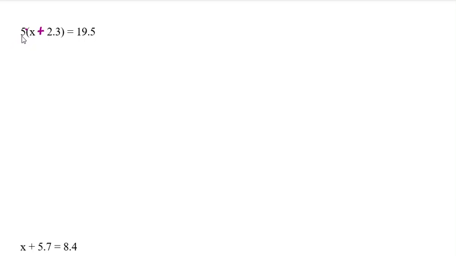But reverse order of operations means that we do what's outside the parentheses first, and then we undo what's inside the parentheses second. I said that wrong, but you understand what I mean. So we're going to undo the times 5 first, because it's outside the parentheses, and then we'll undo the plus 2.3 second. So we undo times 5 by dividing by 5. So we'll just divide both sides by 5.